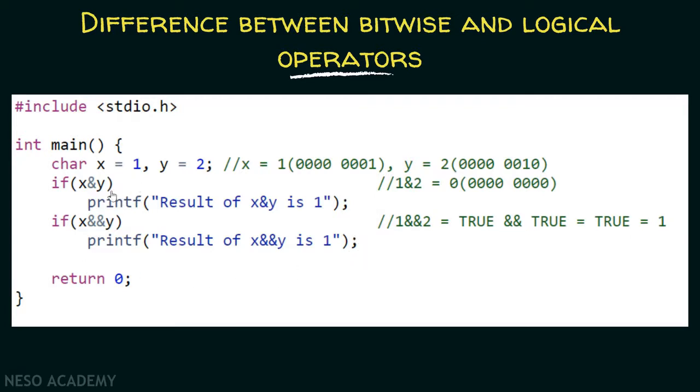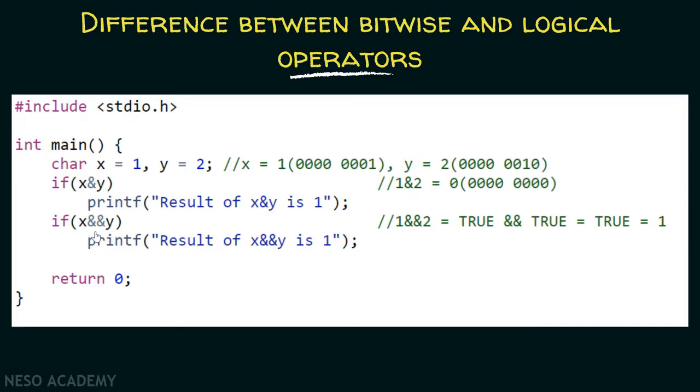Now let's try to understand the difference between this bitwise AND operator and logical AND operator. When we perform bitwise AND between these two numbers, that is 1 and 2, what would be the result? 1 bitwise AND 2 is equal to 0. Isn't that so? 0 simply means false, which simply means that the condition inside this if construct is not satisfied, therefore this printf function will not get evaluated.